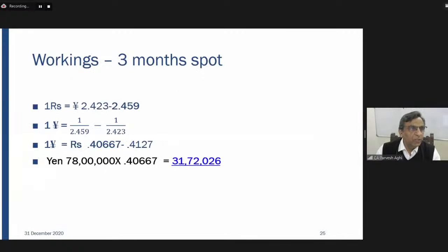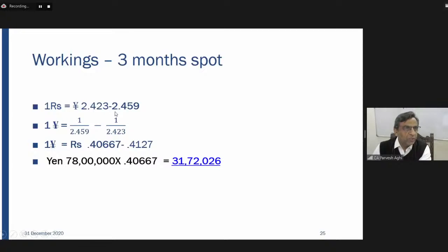So using the 3 months spot rate. Look here, the spot rate is given to you in the question, which is 1 rupee is equal to so many yen. So now this is basically an indirect quote, the quote after 3 months. So we'll convert it in terms of rupees rather, so 1 yen will be equal to so many rupees.